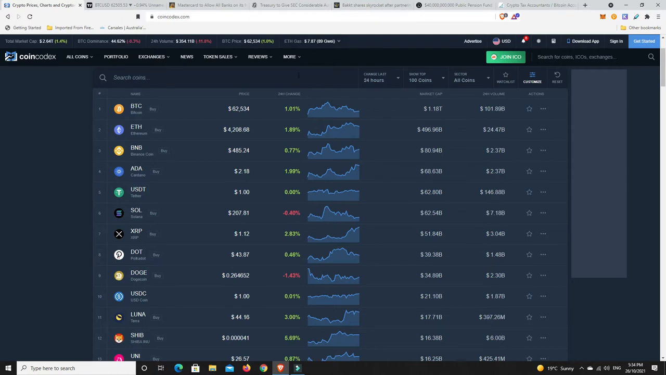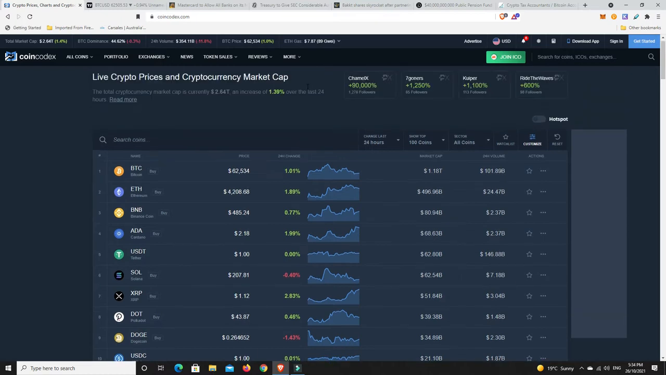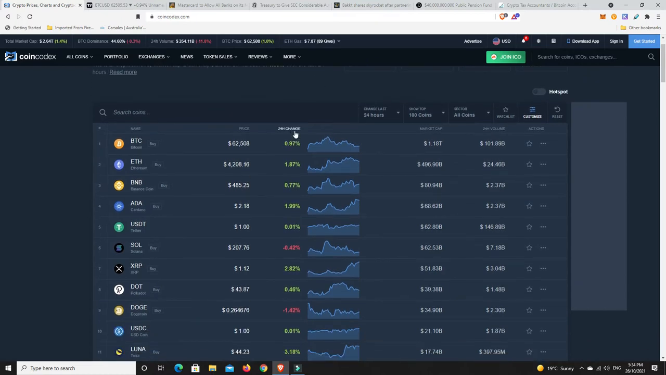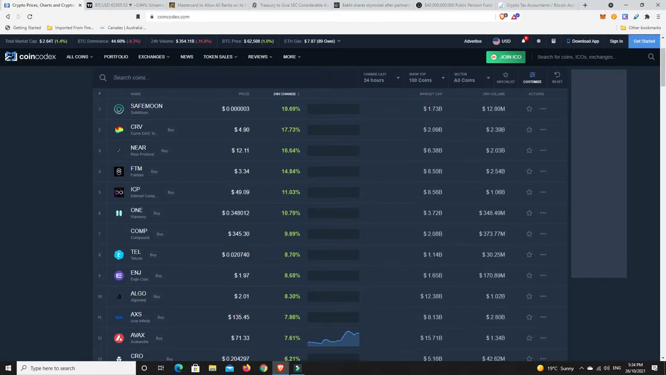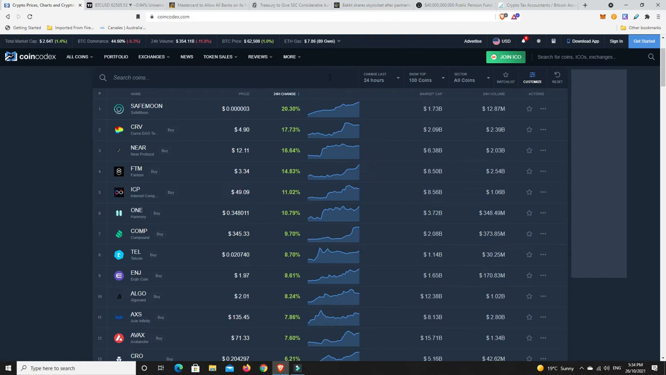All right, so what's done the best in the last 24 hours in the top 100? Holy dooly, SafeMoon. Of all the coins to lead the way. 20.3%, so that's quite a move. Curve has had quite a nice move there, 17.8%. Near Protocol, 16. Phantom, ICP out of nowhere making a move.